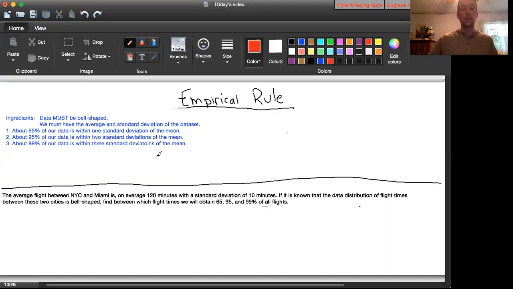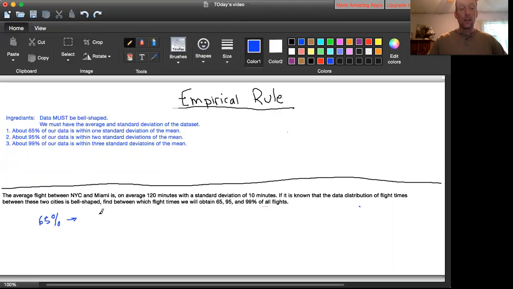And we're going to go ahead and get ready to find the answer. We're going to get ready for the first part. We're going to look for 65% of our data. And let's get set up here. Now, we know that at 65%, we're going to be within 1 standard deviation of the mean.